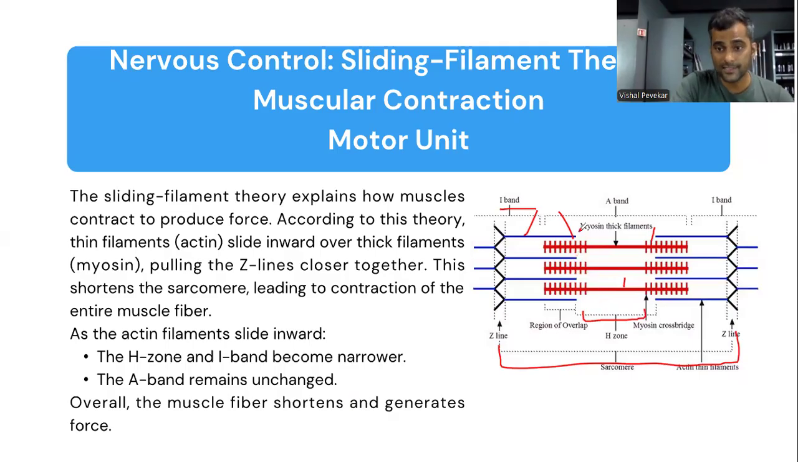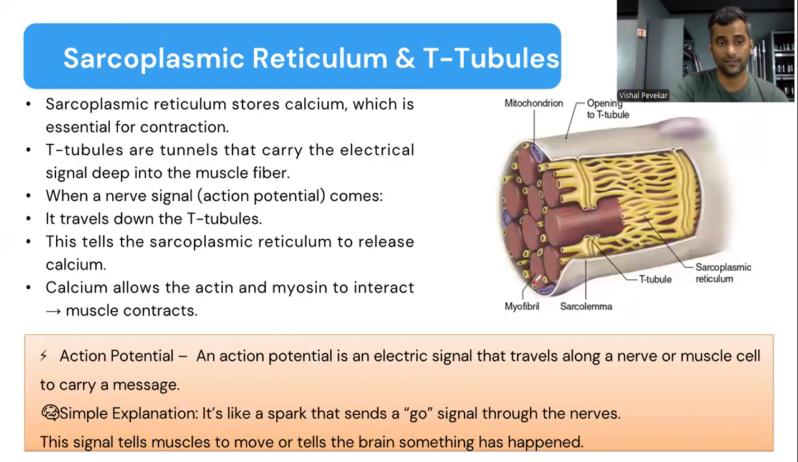And what remains the same is the A band. The distance of the A band remains the same because it is the dark area, which covers the myosin mostly. So when a muscle contracts, the I band and the H zone reduce or become narrow in size, whereas the A band remains the same because that's the dark area which covers the myosin area.